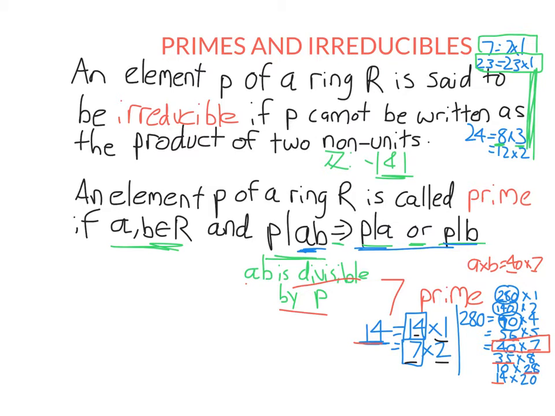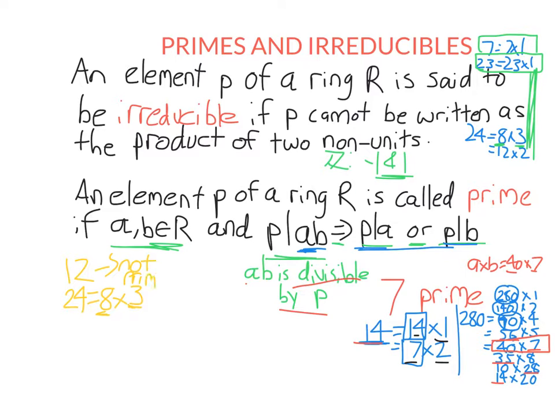So this will work for any number that's not prime. So for example, we know 12 is not prime. So let's pick a number that is divisible by 12, like 24. So I can write 24 as 8 times 3, even though 8 is not divisible by 12 and 3 is not divisible by 12. So that means 12 is not prime by this definition.